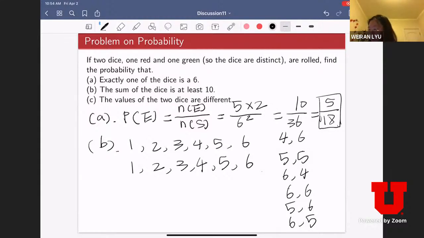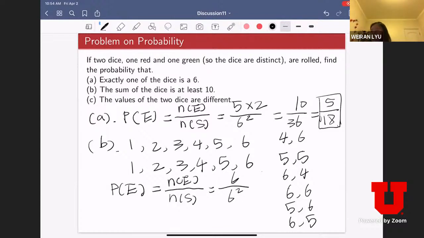Okay, and then the sample space will just remain the same as 6 squared. And then we have 6 right here because we have 6 pairs where the sum of the dice is at least 10. And then that should give you 1 over 6. Any questions so far?